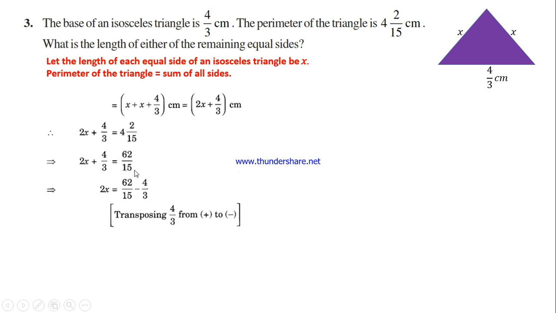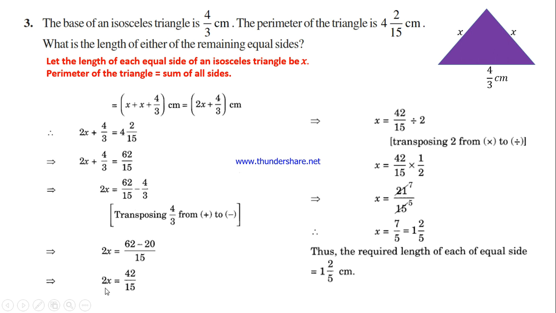With the required equation, now we have to simplify to get the length of the remaining equal sides. So first, which value will be sent, children? This 4 by 3 we are sending first. When you send plus 4 by 3 to the other side, it becomes minus 4 by 3, transposing. So what is the remaining left hand side? 2x. Now how do we simplify? By LCM method. We get 2x equal to 62 minus 20 by 15. Then simplifying, 42 by 15.